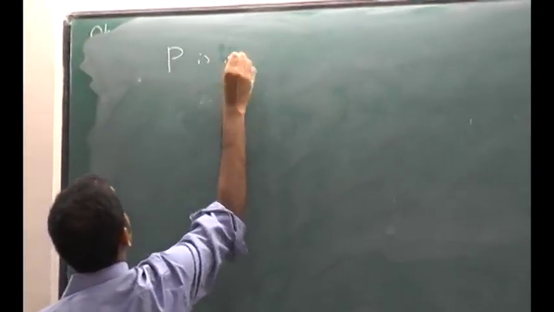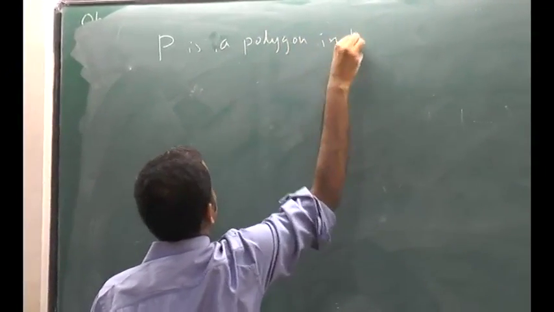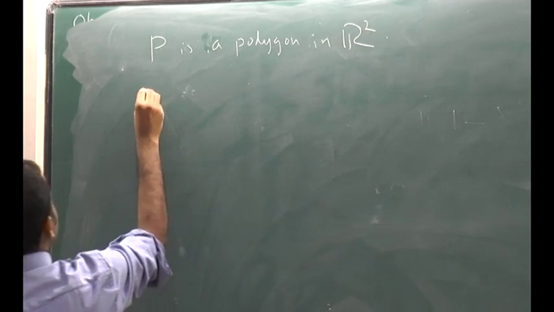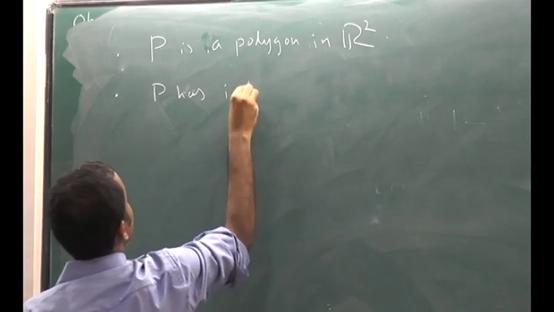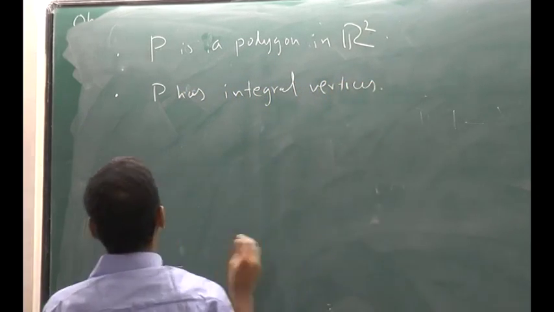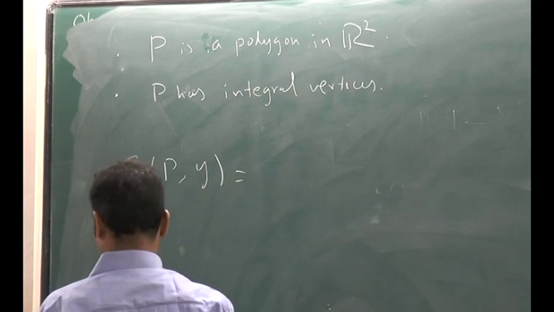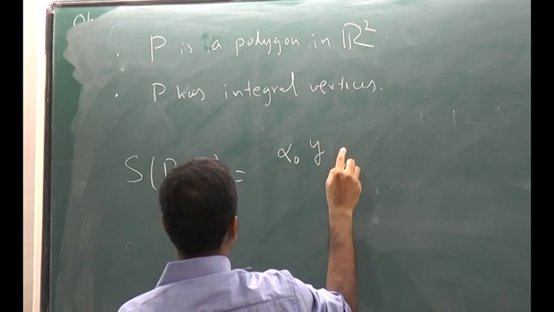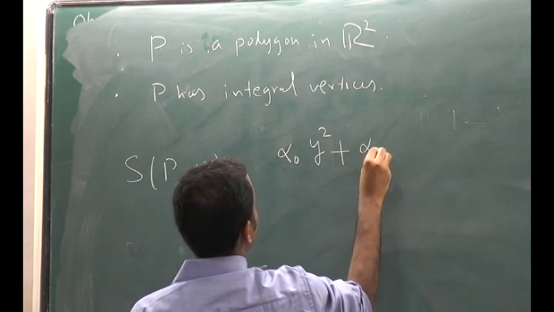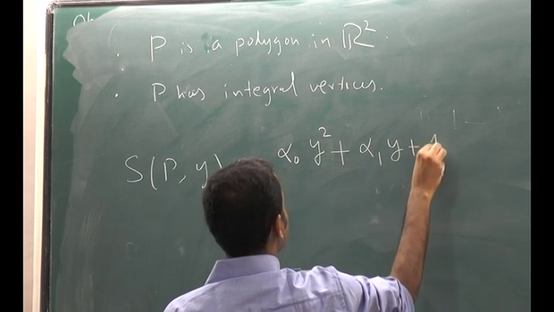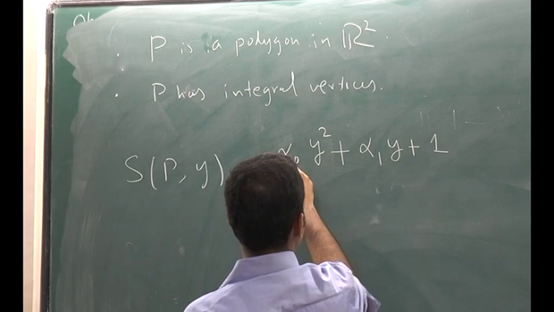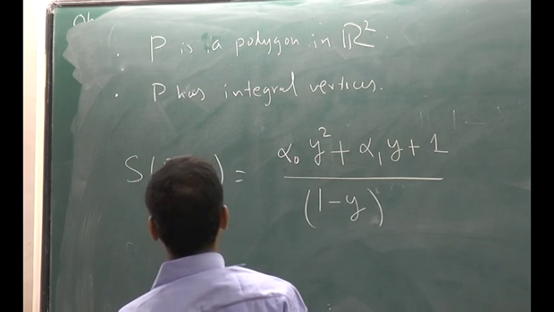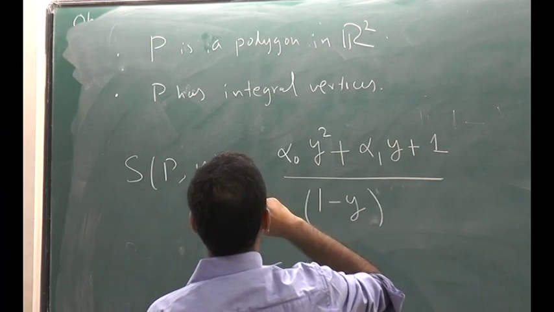Suppose P is a triangle, a polygon in R2. Now what we can say about it is, let's assume that P has integral vertices. Then the function S_P(y) will look like some alpha naught y square plus alpha 1 y plus 1, this last one will always be 1, divided by 1 minus y to the power degree of P.